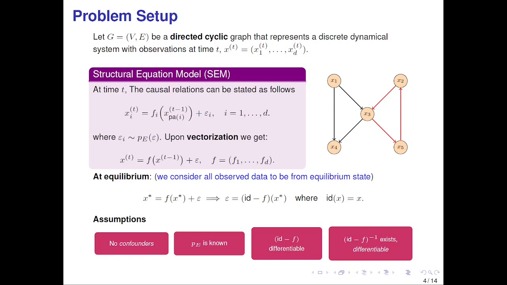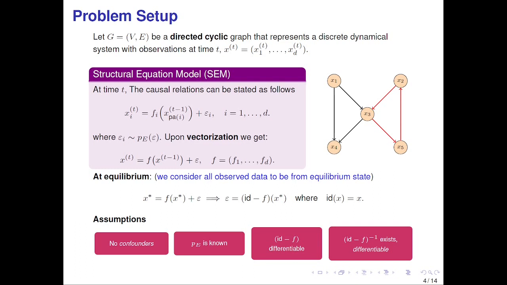Under some conditions, these systems attain a steady state where the observations become the solution to a fixed point equation given the intrinsic noise terms, and the one-to-one map between the intrinsic noise terms and the observations is given by identity minus f. We call such a state the equilibrium state, and always consider that the data is measured from the equilibrium state of the system.